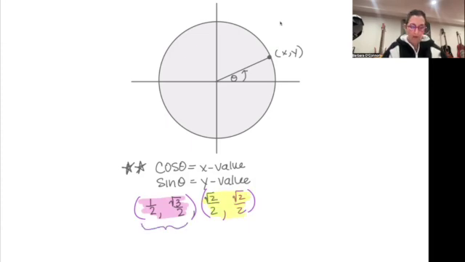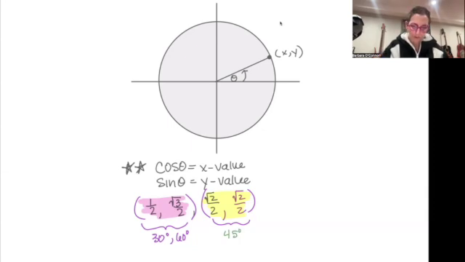And this pair is associated with all of the 30 and 60-degree angles in each quadrant. And this pair is associated with all of the 45-degree angles.